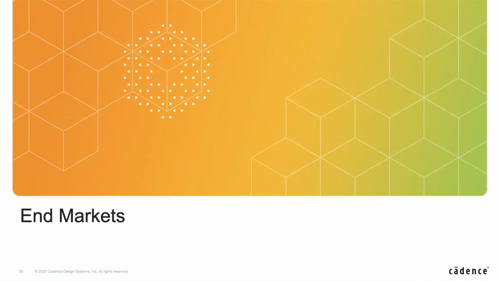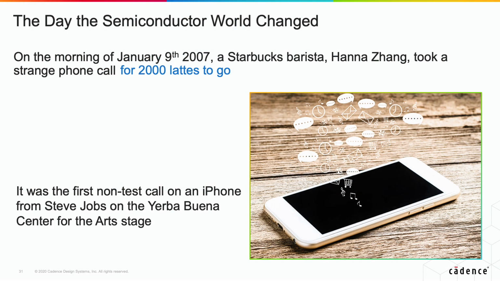Now, the people that we sell to sell into end markets. And so let's see what the end markets are. I like to say that the world changed on January the 9th, 2007. So that's like 12 years ago now, when this Starbucks barista, Hannah Jang, took a strange phone call, which was for 2,000 lattes to go. You'll know what this is if you've ever seen the video of this, which you should go and watch because it's worth watching. And of course, that was Steve Jobs making the first phone call on an iPhone from the stage in Yerba Buena Center for the Arts where the iPhone was announced.